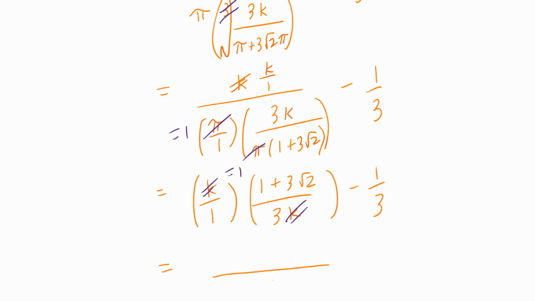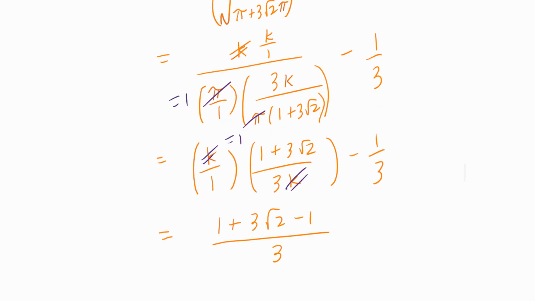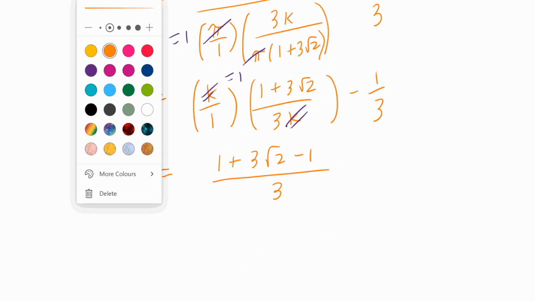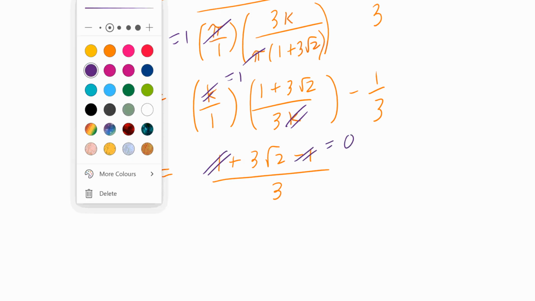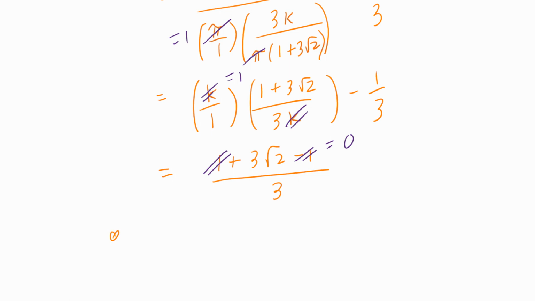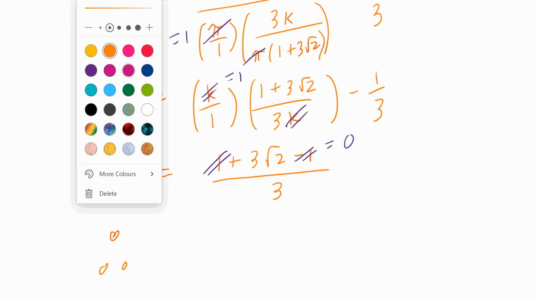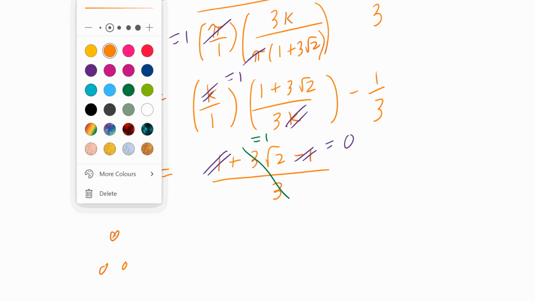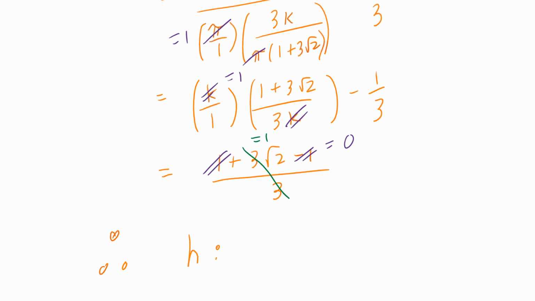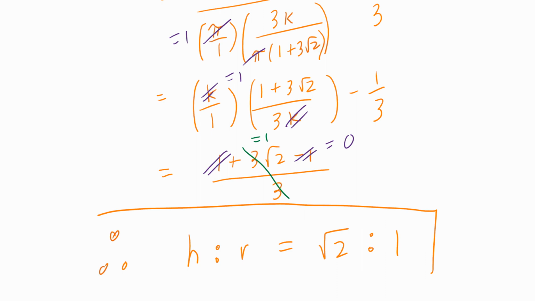One fraction, there's already a common denominator of 3. This is going to be 1 plus 3 root 2 minus 1. Cross out the 1 minus 1; yes, 1 minus 1 is going to be 0. This is grade 12 math. And now, therefore, let me cross this out as well. There's also this 3 divided by 3, which equals 1. Therefore, h to r, which is the ratio of height to radius, equals root 2 to 1. I hope this makes sense.